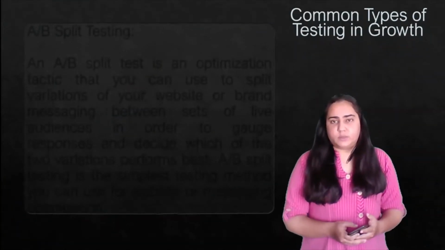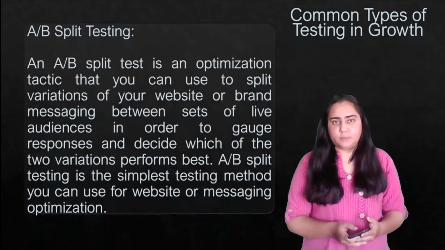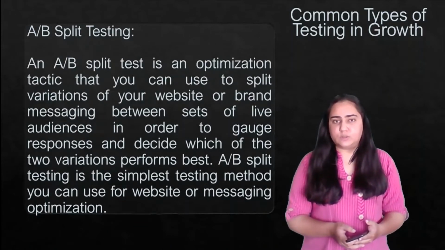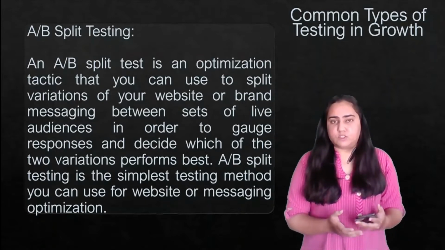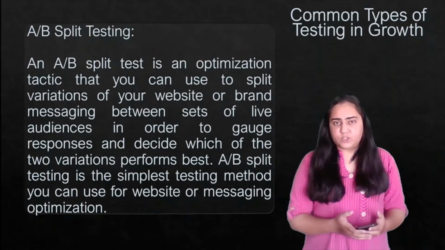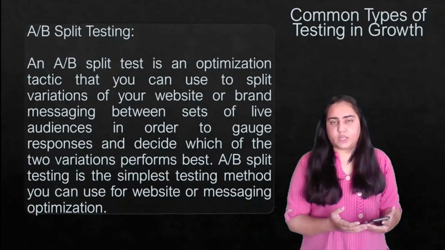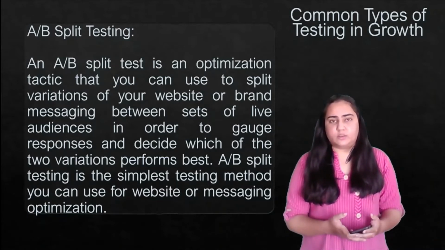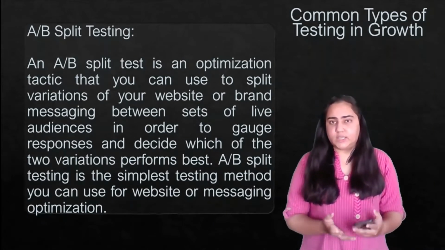Let's see some of the common types of testing in growth. The first type of testing is called A/B split testing. An A/B split test is an optimization tactic that you can use to split variations of your website or brand messaging between sets of live audiences in order to gauge responses and decide which of the two variations performs best. A/B split testing is something that I have explained before in hypothesis testing, in the previous videos. So you can go through that if you do not know what A/B split testing is.